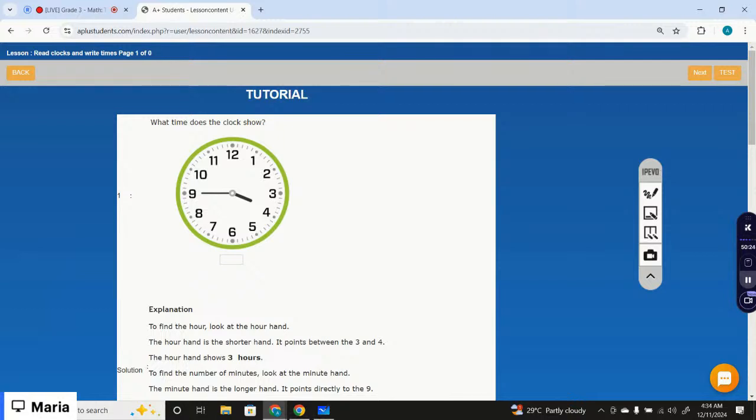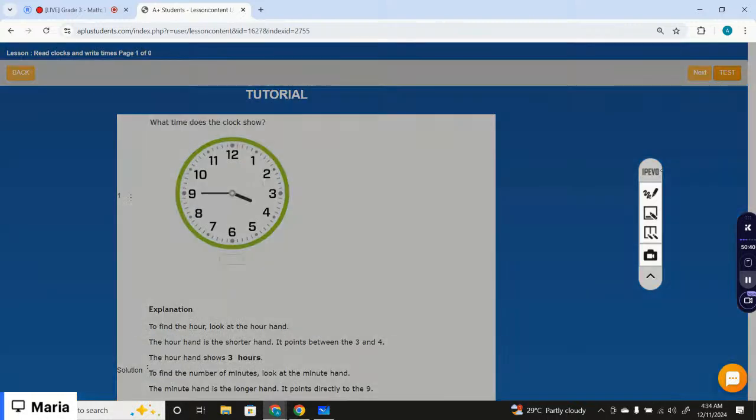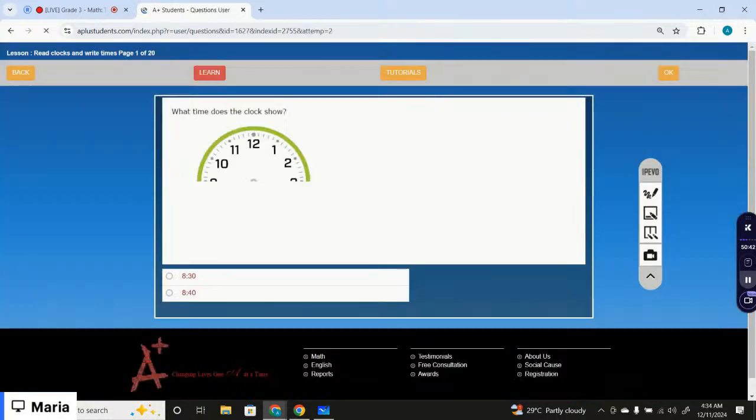So that means that is 3 hours, and the longer hand points to the minute hand, that points to 9. That means 3:45 it is. The correct option is 3:45. Let's just start with the test questions.